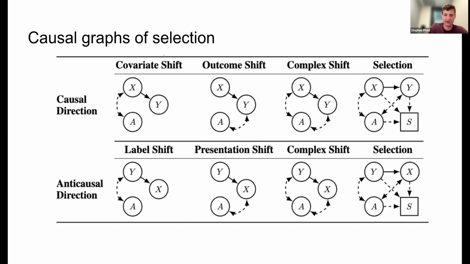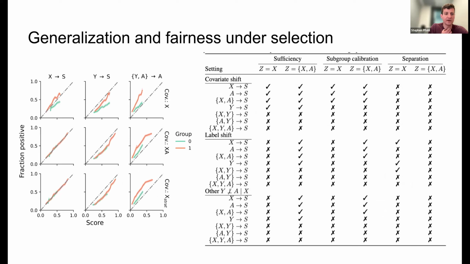So for example, if selection depends only on X in the causal direction graph, then a subgroup agnostic Bayes optimal model would generalize to the target population. And so there's a lot of potential results here. I'm not going to get too into the weeds here, but we can extend this type of reasoning to a rich set of properties in the way that I've talked about before.